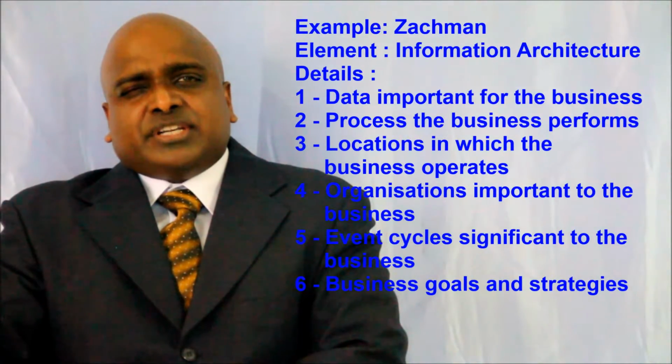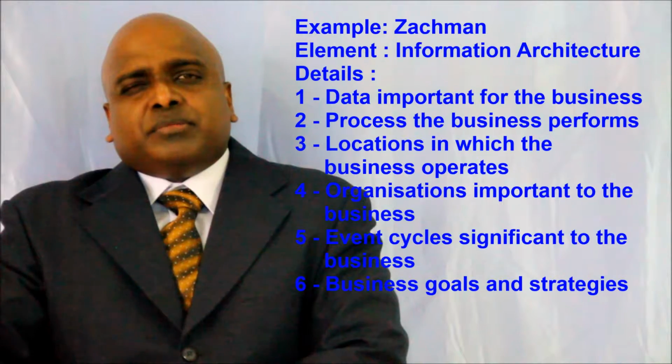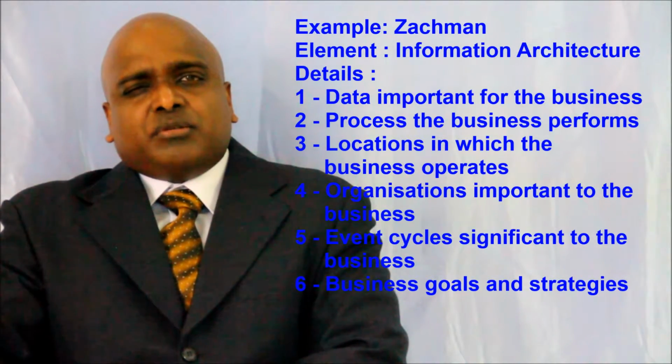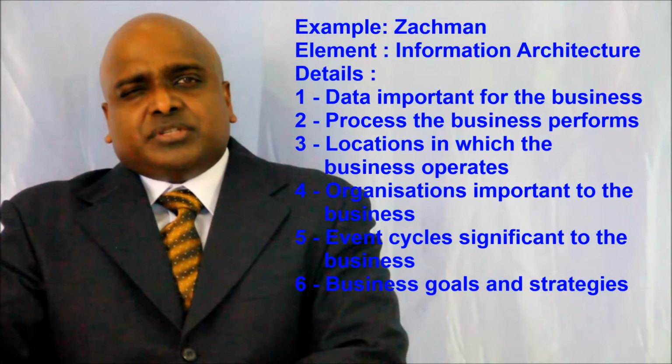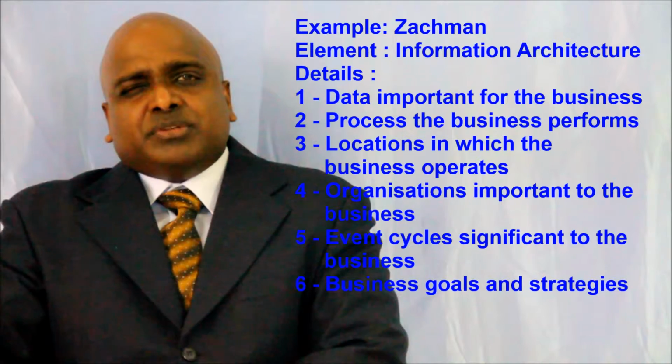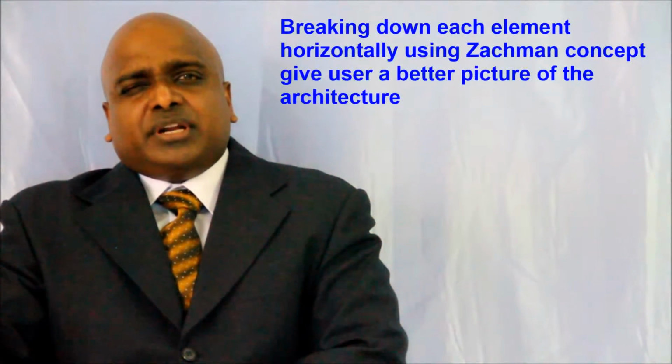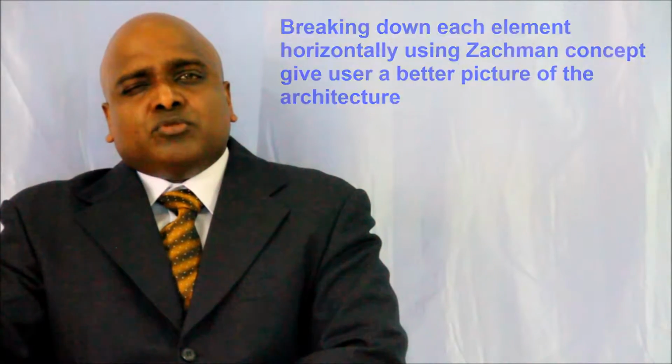In this case, it can be broken down into 6 categories such as data important for the business, processes the business performs, locations in which the business operates, organizations important to the business, event cycles significant to the business, and business goals and strategy. Having a consistent way of breaking down each element horizontally by the concept of what, how, where, who, when, and why would give users a better picture of the architecture, and it is much easier to comprehend at a high level by most people without the need for special training.